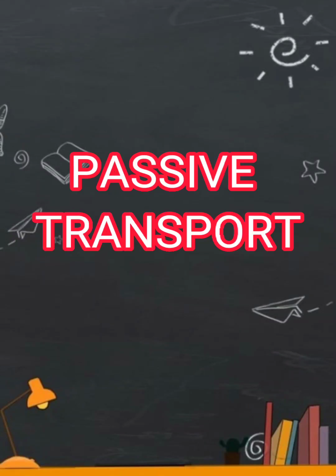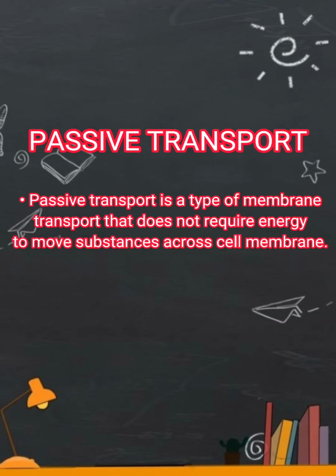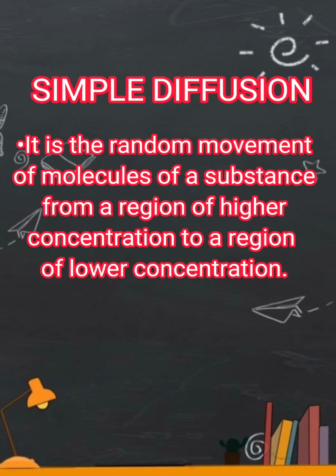Passive transport. Passive transport is a type of membrane transport that does not require energy to move substances across the cell membrane. Simple diffusion. It is the random movement of molecules of a substance from a region of higher concentration to a region of lower concentration.